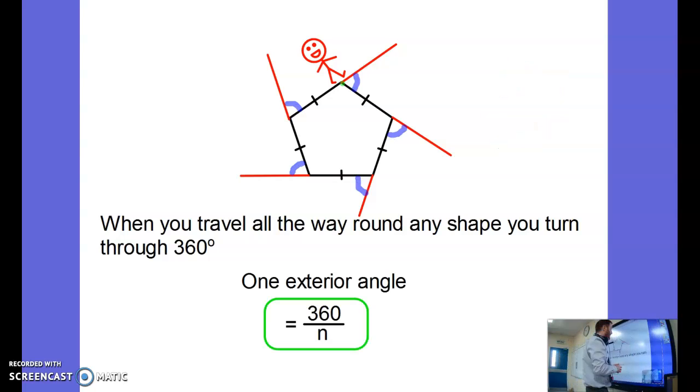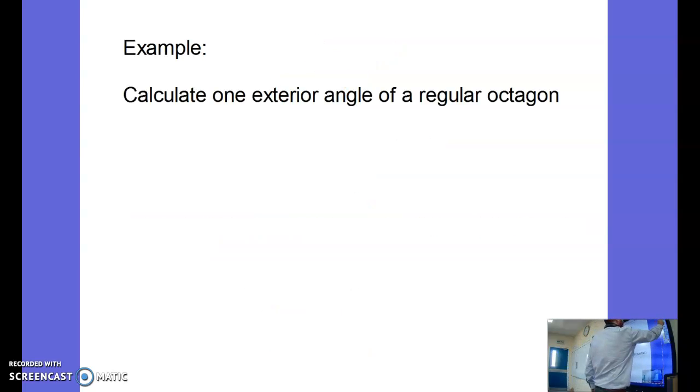So let's have a look at that as a formula. One exterior angle of a regular polygon is 360 degrees divided by n, the number of sides. So if I had a 20-sided shape, I would do 360 divided by 20, and that would give me 18, I believe.